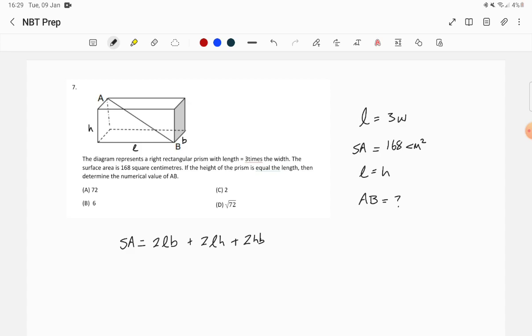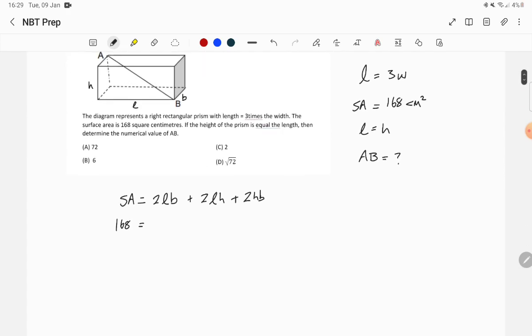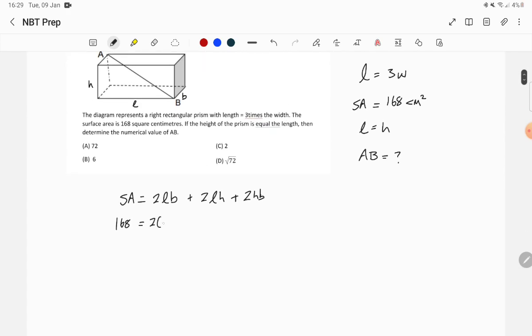And now let's go ahead and start subbing in our values. So here the surface area is 168. The length we said was 3 times the width, so this is 3w. The breadth is just the width, which is w here, plus 2 times 3w. And remember, the length is also equal to the height, so that's also 3 times the width, plus 2 times 3w times the width.